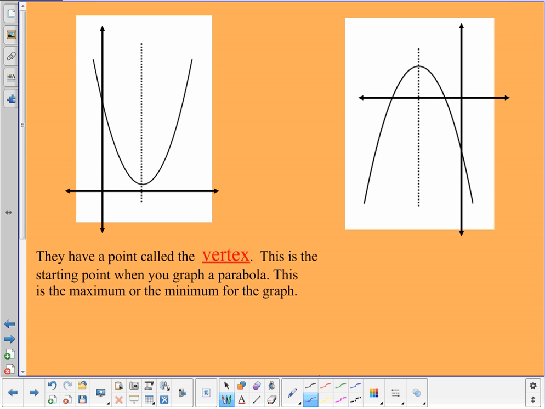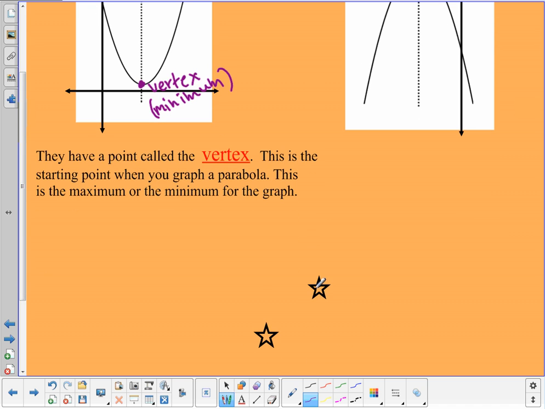So up on your graphs, we're just going to identify these things in our pictures. This right here is the vertex of that graph, and that is also called a minimum. And over here on this one that's opening down, that's the vertex of the parabola, and it is called the maximum. The nice thing about the vertex is the fact that it marks the point of symmetry.